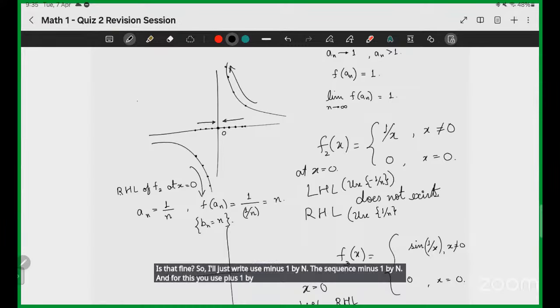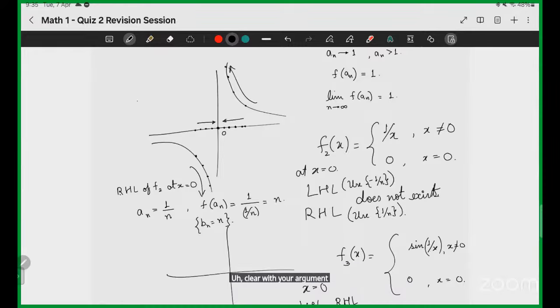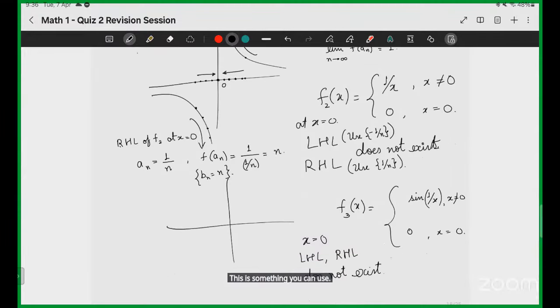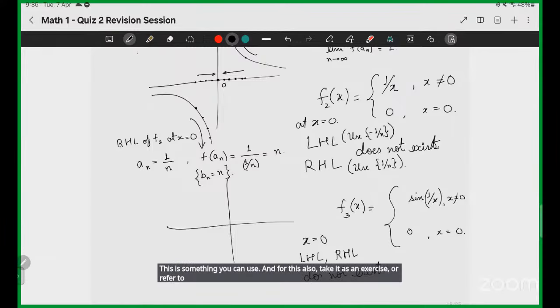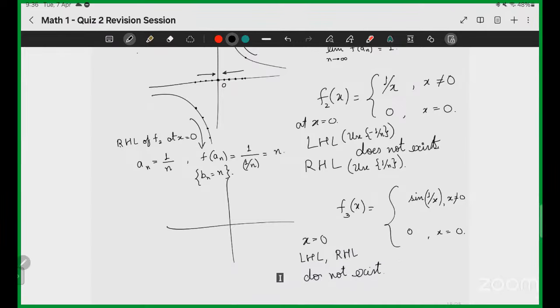If you want to be even more clear with your argument, this is something you can use. And for this also, take it as an exercise or refer to the solve session, probably. We had done this in great detail. I refer you to that video, which is also available on YouTube. Okay, so I'll move ahead.